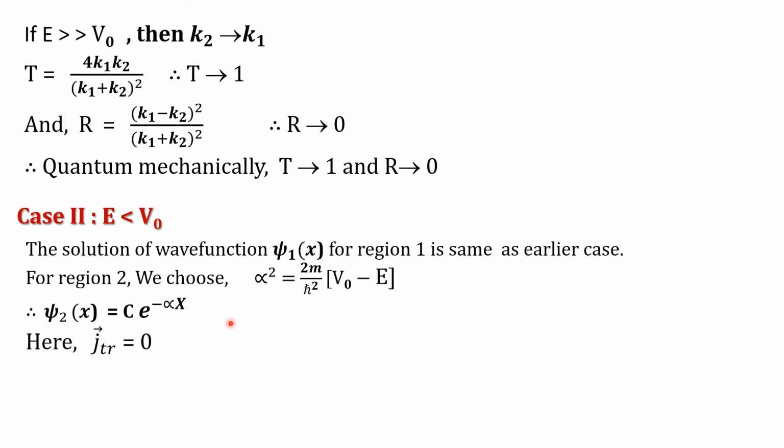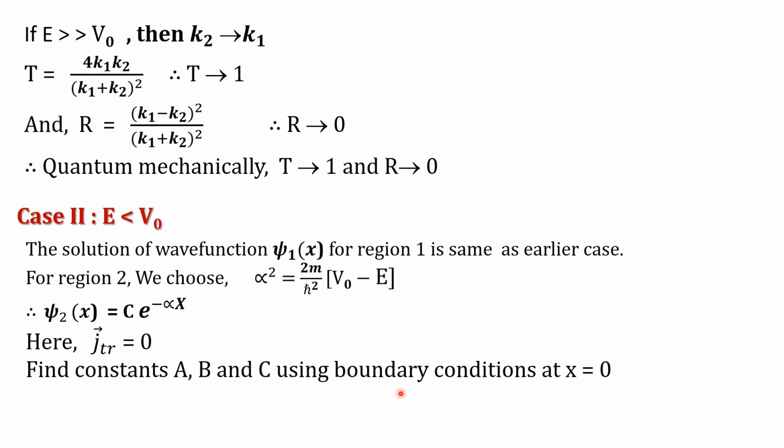Now we find the probability current density for the transmitted particle flux for the region 2. As we know, psi 2(x) is equal to C into exponential minus alpha x. We use the definition, the earlier equation, and substitute all the terms. Here there is no complex term. It is as it is. We get J transmission is 0.